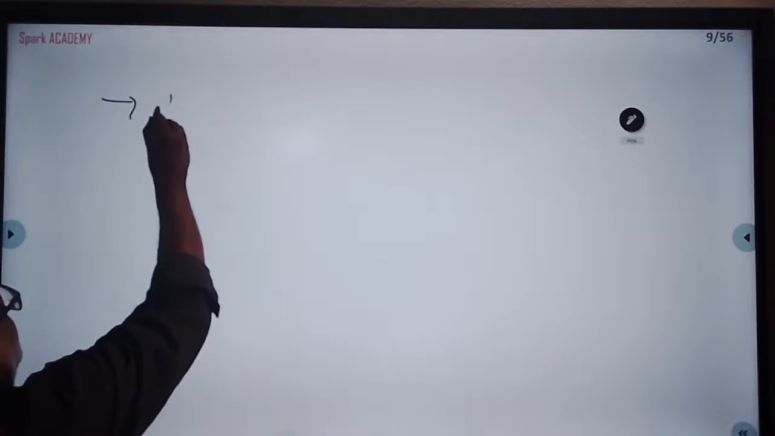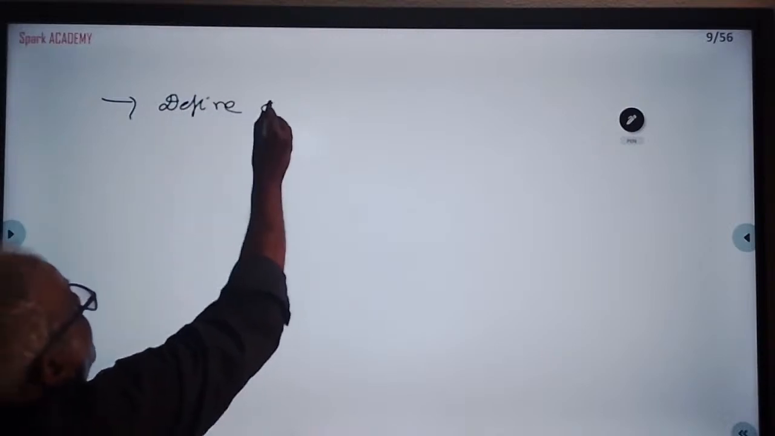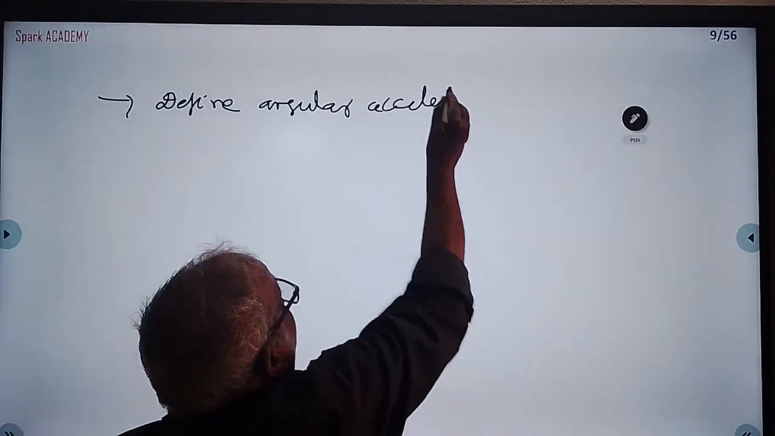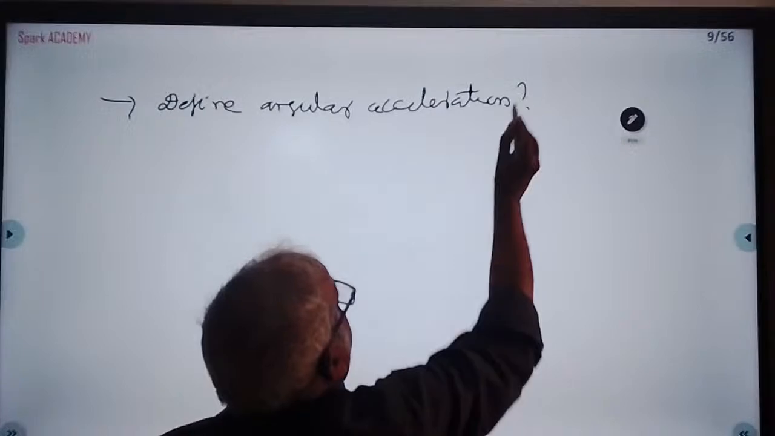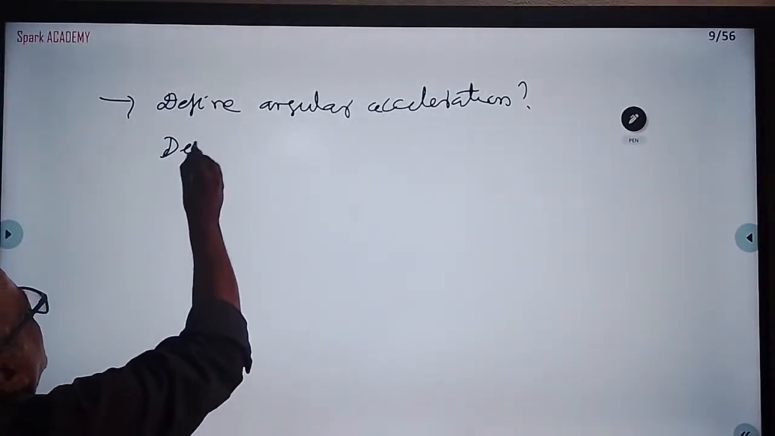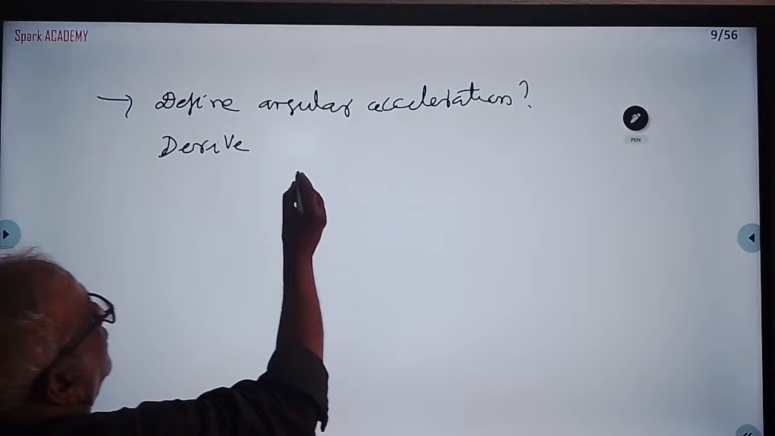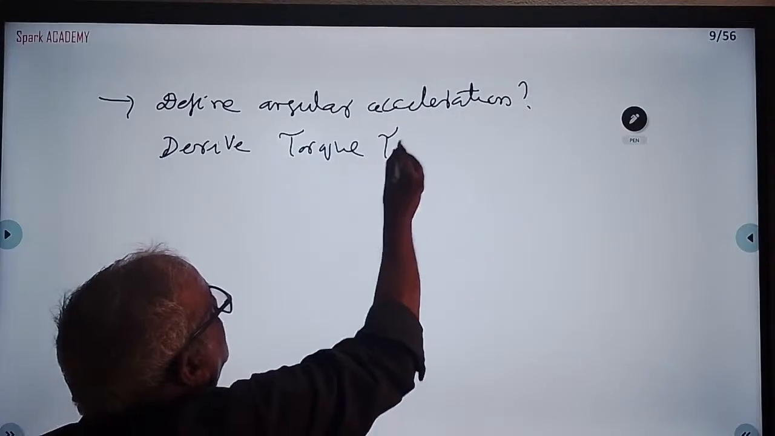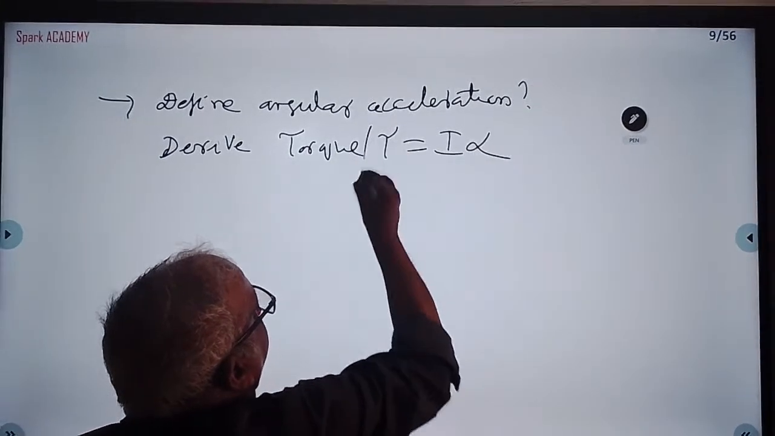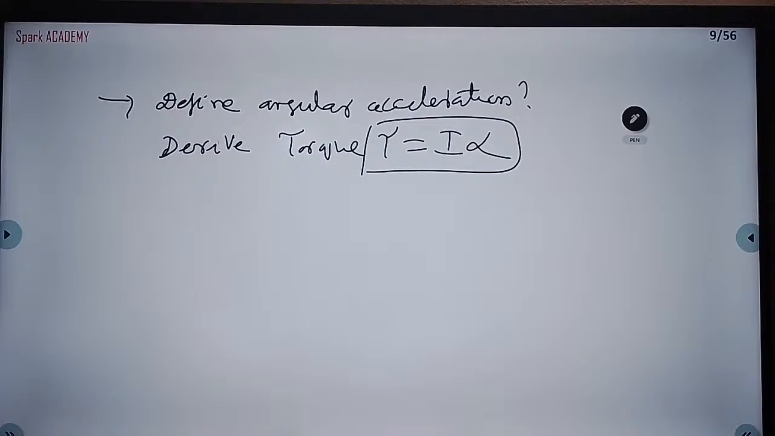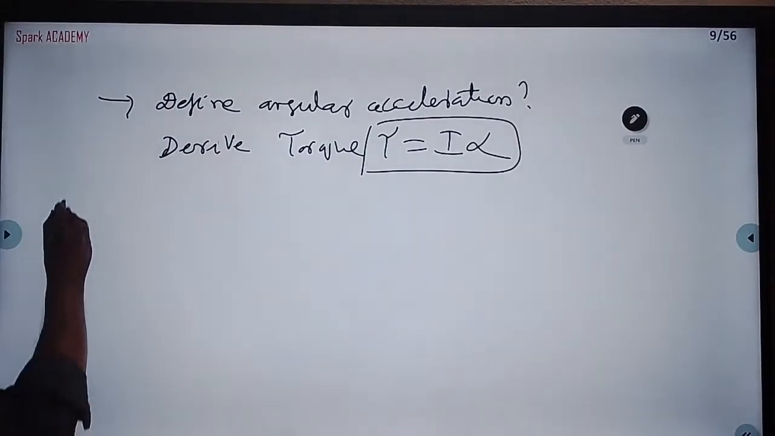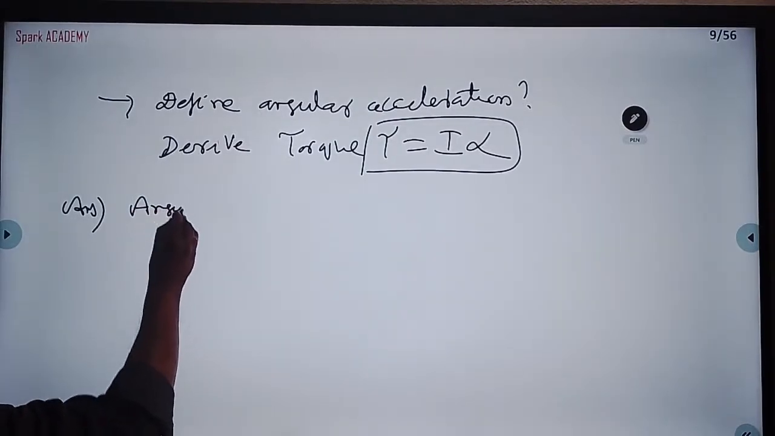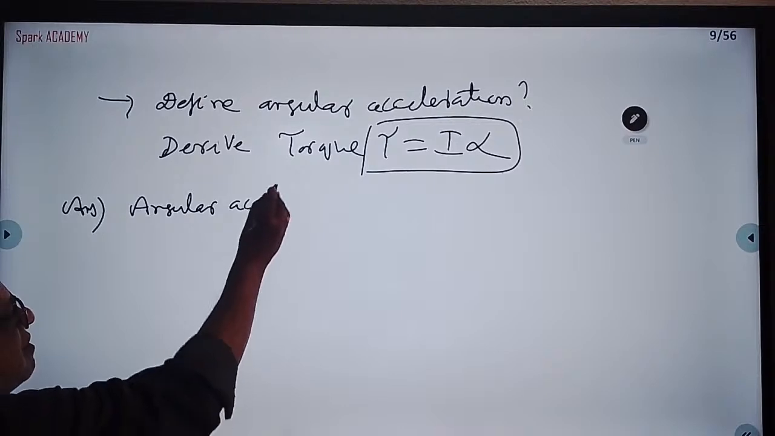Next question: define angular acceleration, and derive torque is equal to I alpha. Torque means rotational force. Answer: angular acceleration, I am defining angular acceleration, alpha.